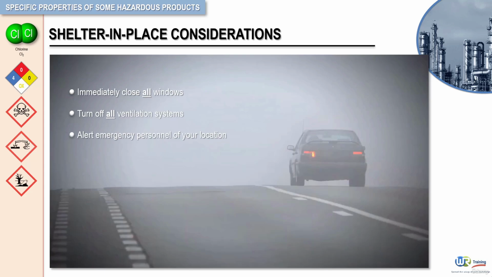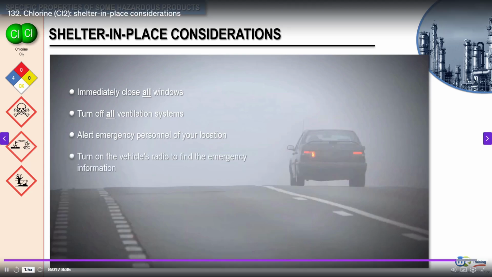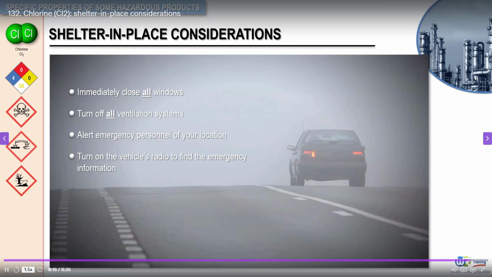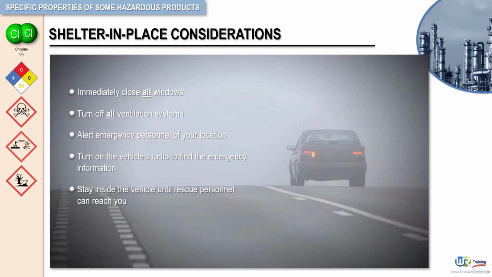Next, alert emergency personnel of your location. If first responders don't know where you are, they can't get to you. Then, turn on your vehicle's radio to find the emergency information. If the engine of your vehicle is disabled from the chlorine gas, the electric system should still operate normally. Finally, stay inside the vehicle until rescue personnel can reach you. Keep in mind, sheltering in place is an effective response if done properly, and it has been shown that simple steps can save lives.